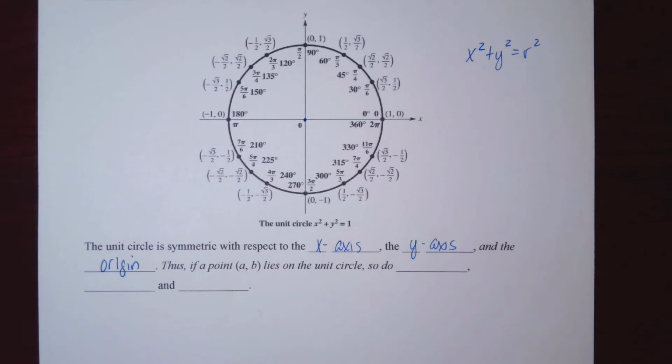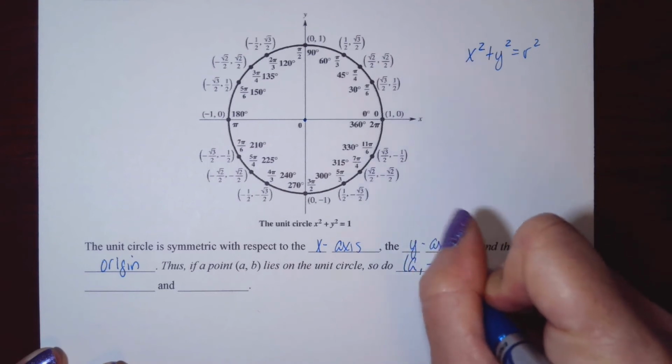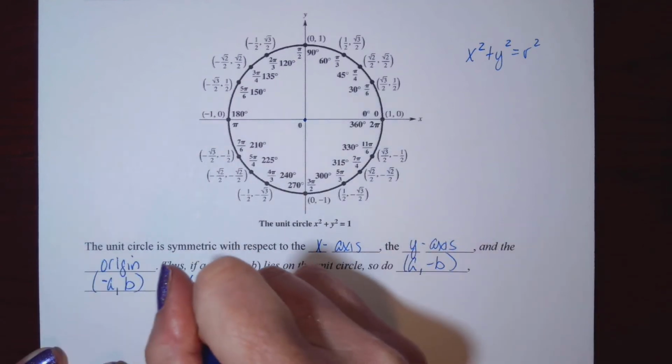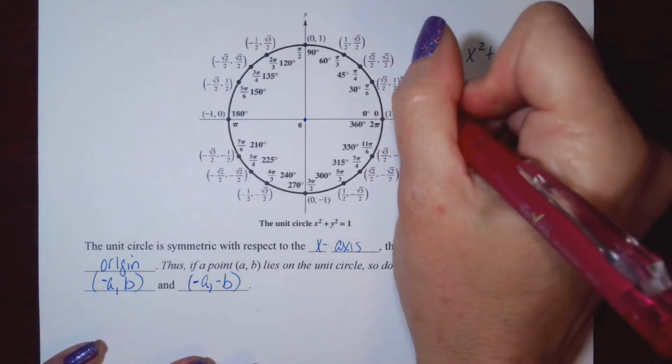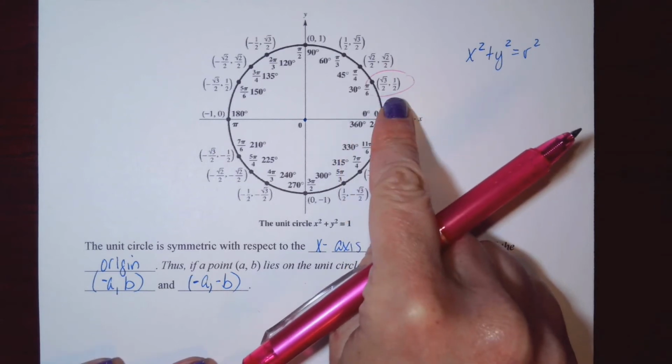If you watched that unit circle video and have practiced walking your way around the unit circle, you know that you can find those symmetries. Therefore, if the point A, B is on my unit circle, so is A, negative B, negative A, B, and negative A, negative B. For example, I have the coordinates for my 30-degree angle. We're in quadrant 1, so they're both positive.